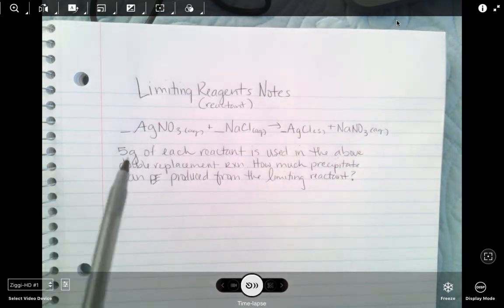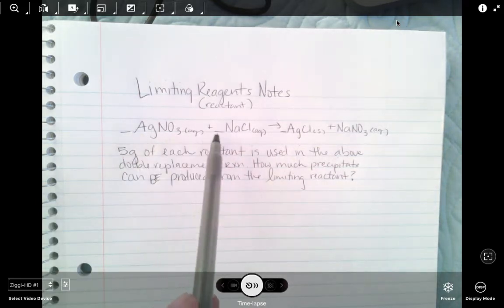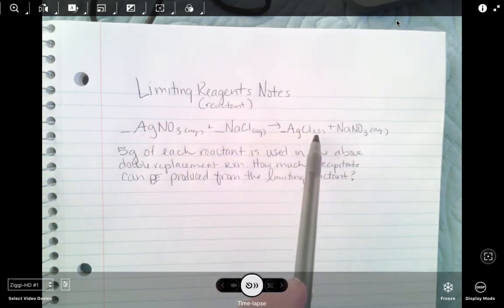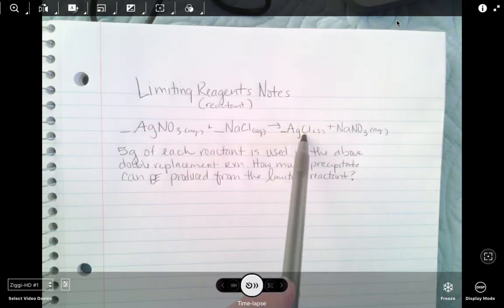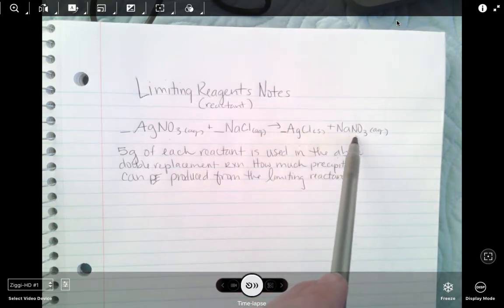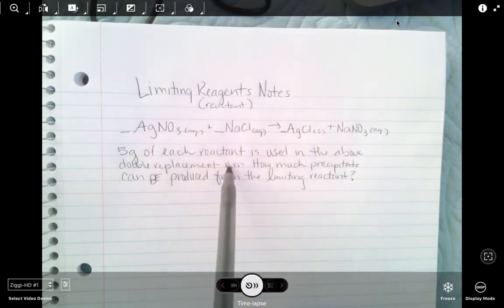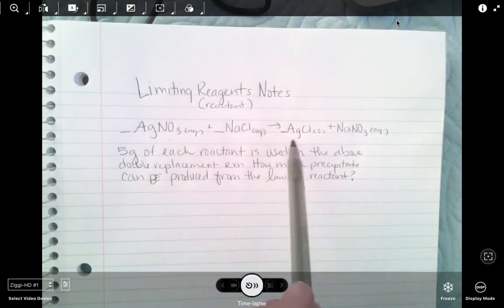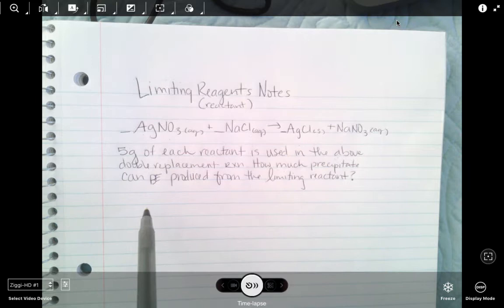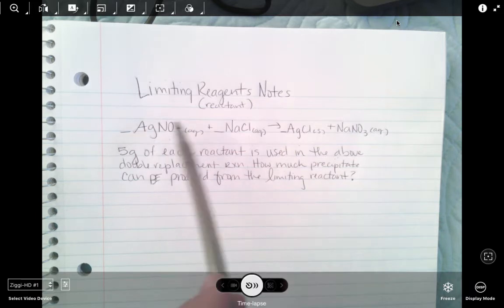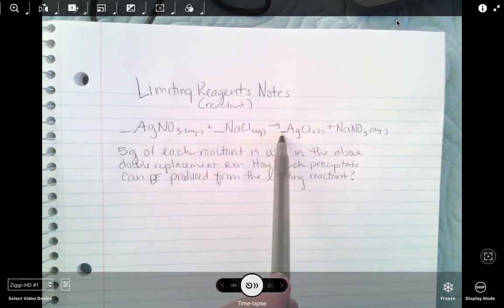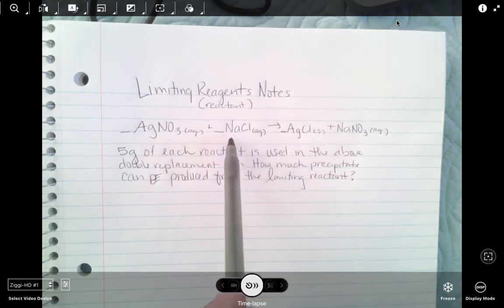The first example is a double replacement reaction, so I have silver nitrate added to sodium chloride to produce a solid precipitate of silver chloride and sodium nitrate. So the question is, 5 grams of each reactant is used in the above double replacement reaction. How much precipitate, which is silver chloride, can be produced from the limiting reactant? So we need to figure out which one of these reactants is limiting the reaction and which will be in excess, meaning unreacted solution left over at the end of the reaction.